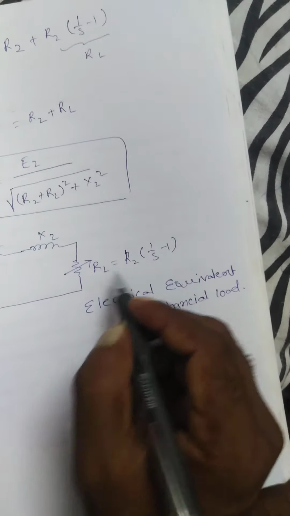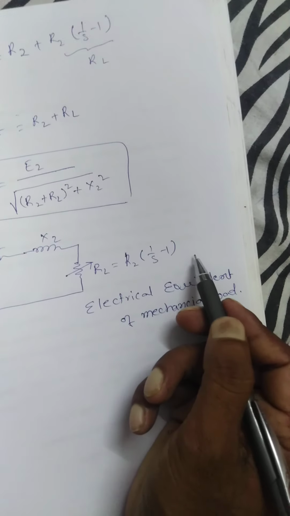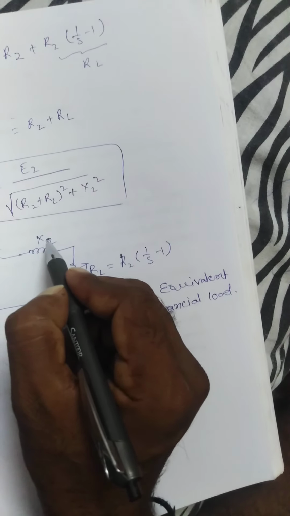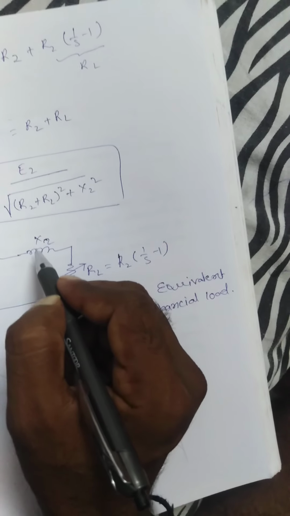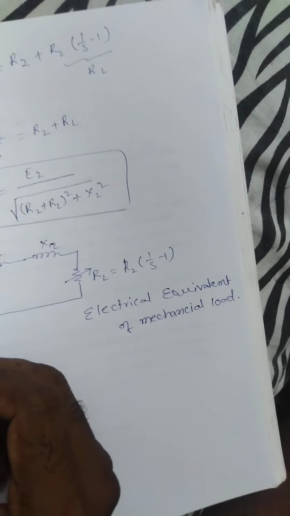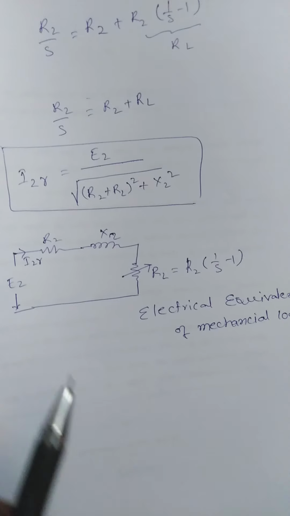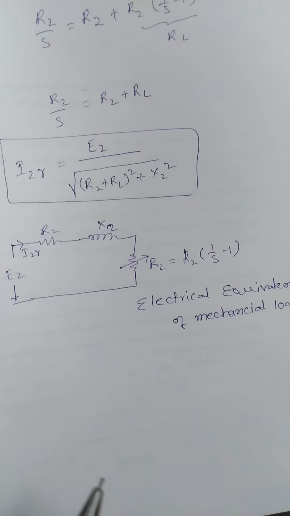So RL equals R2 into (1 by s minus 1), and rotor reactance X2 equals X2. It is not a variable because the s term is deleted here. The s term is added in RL, and E2 also is not a variable term. So this is the simplified equivalent circuit of the induction machine.